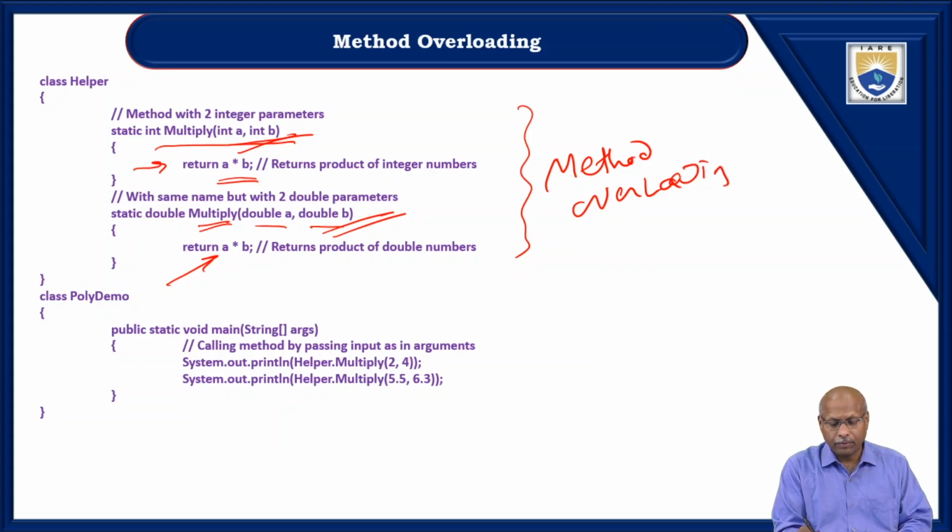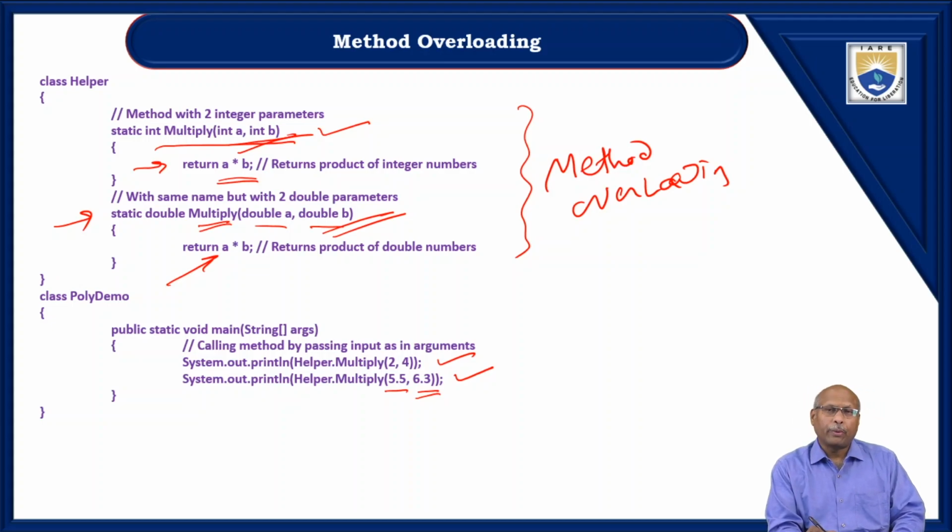Now you can create an object of this and call. Here while calling you are passing 2, 4. So when you are calling 2, 4, 2 is what? Integer. 4 also integer. So it goes to the first one. Whereas when you are calling 5.5 and 6.3, because 5.5 means double, it goes to the second method. So you are able to call this method with different parameters. So function overloading helps you to write in two different ways. The logic may also be different, but the function name can be the same.